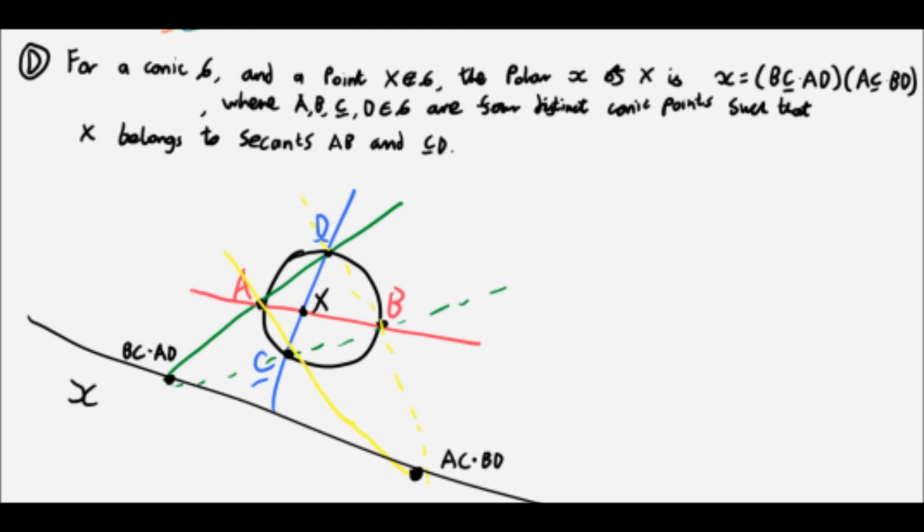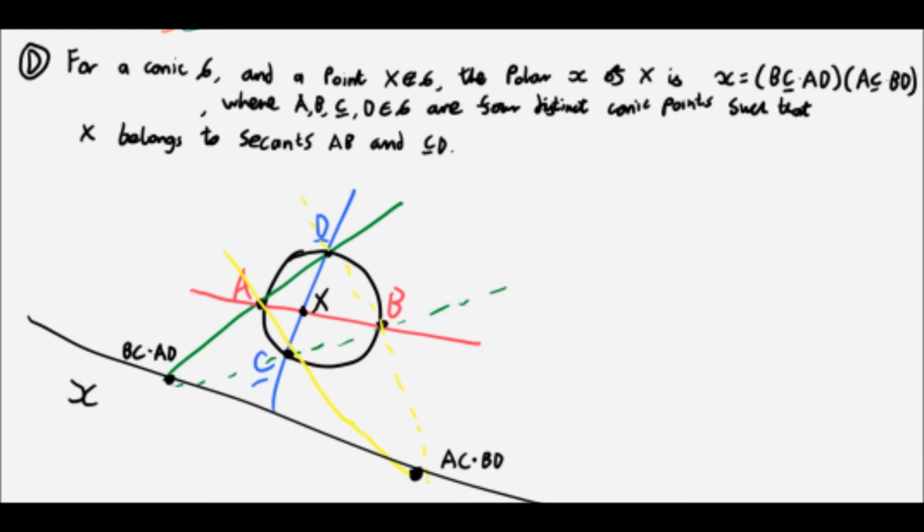Now let's draw another distinct secant through X. Let's say that one meets the conic at 2 other points, C and D. So now we've got these 4 distinct conic points, A, B, C, and D. Now, it turns out that if we then find the meeting point of the lines BC and AD, that'll give us 1 point of this generated diagonal triangle. And another point of it will be where the line AC meets the line BD.